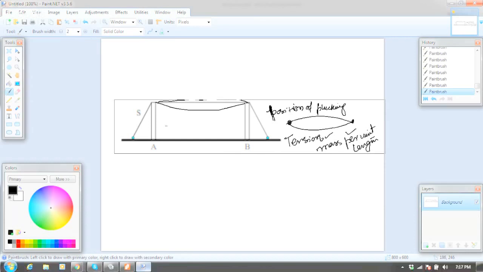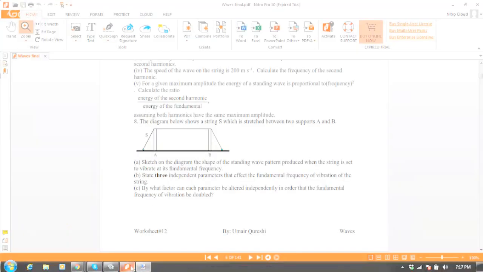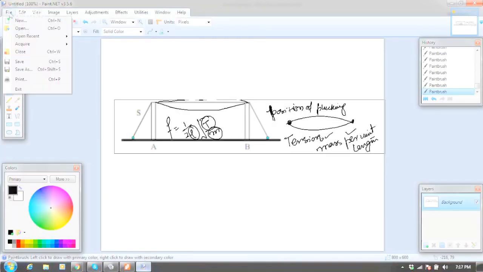If you remember, we also did a formula in class, f was equal to 1/2L under root T by m. So the first factor was actually the length of the string. The second factor was tension in the string, and third one was the mass of the string. C part is by what factor can each parameter be altered independently in order that the fundamental frequency of vibration is doubled. Now if you want to check independently, let's see.